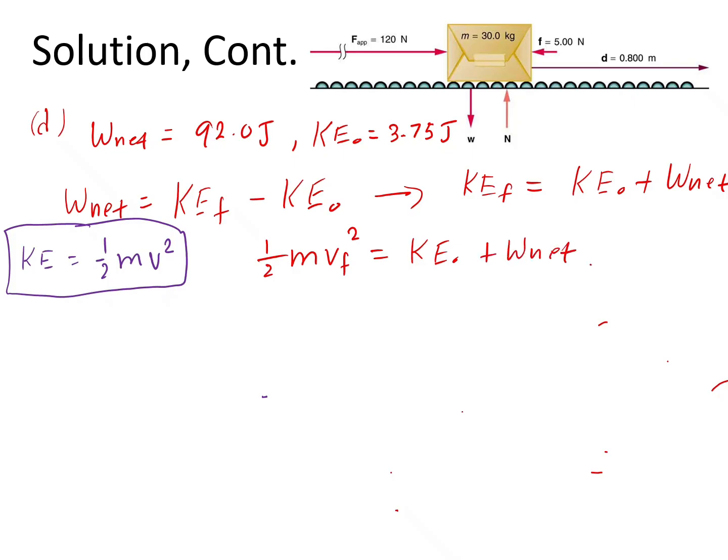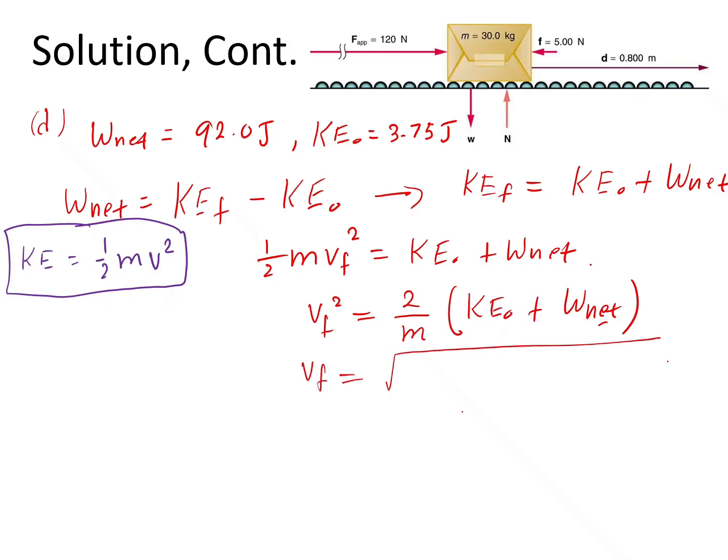So we can use this equation here and rearrange. We have half m v final squared equals initial kinetic energy plus the net work. Let's multiply both sides by 2 and divide by m. We get v f squared equals 2 divided by m times KE naught plus W net. And from here we get v final equals the square root of 2 divided by m times initial kinetic energy plus net work.